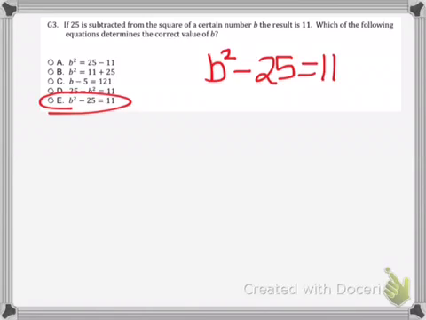Number 3. If 25 is subtracted from the square of a certain number b, the result is 11. So when you subtract, you're going to say b squared minus 25 equals 11. The answer is E.